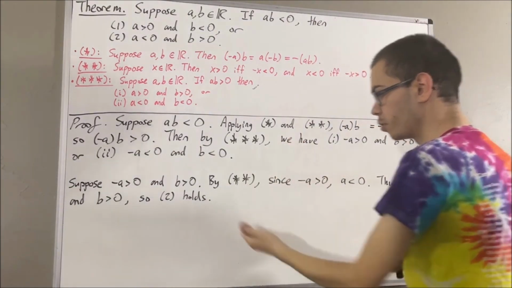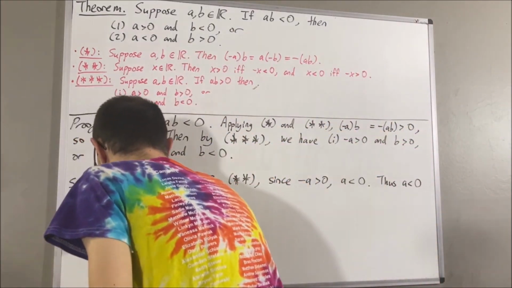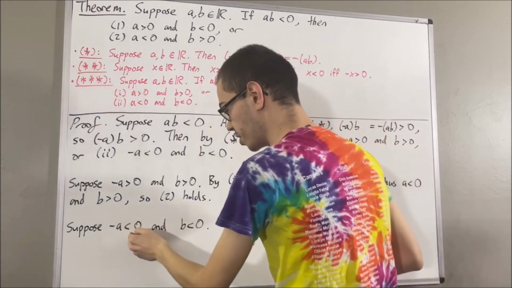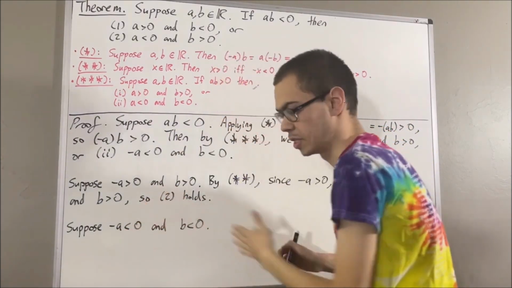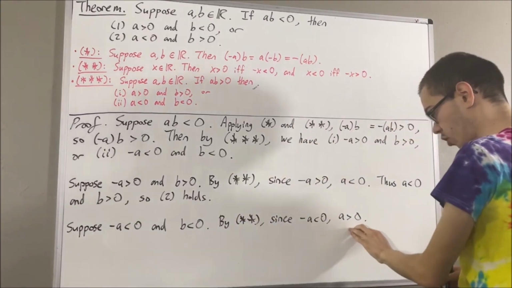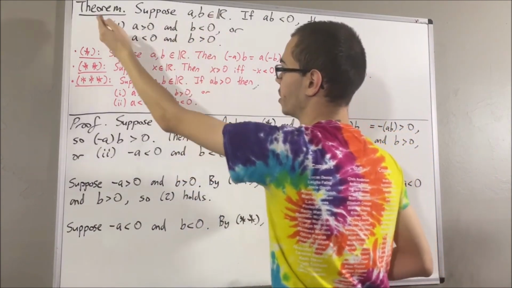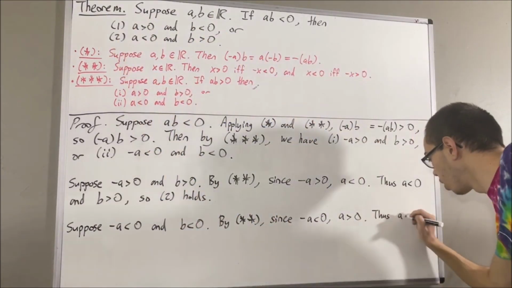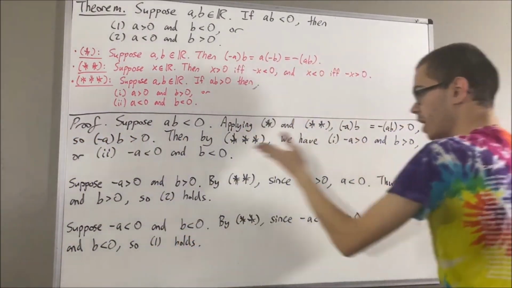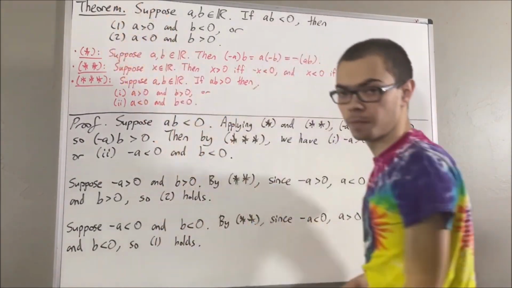Now let's move on to case 2, where negative a is less than 0 and b is less than 0. Well then, by star star, since negative a is less than 0, that tells us a is greater than 0. So now we see that a is greater than 0 and b is less than 0, so 1 holds, and we have shown that at least one of these is true. So we see, no matter which case we have, at least one of these is true.